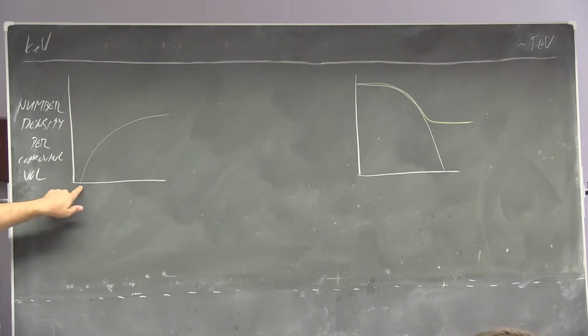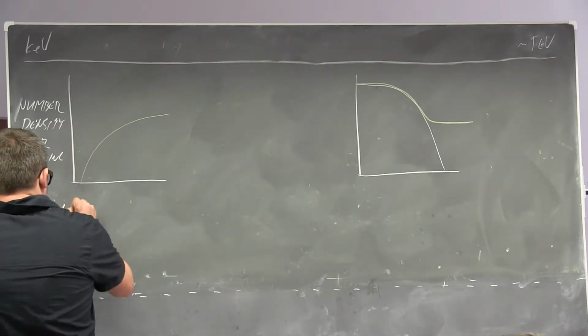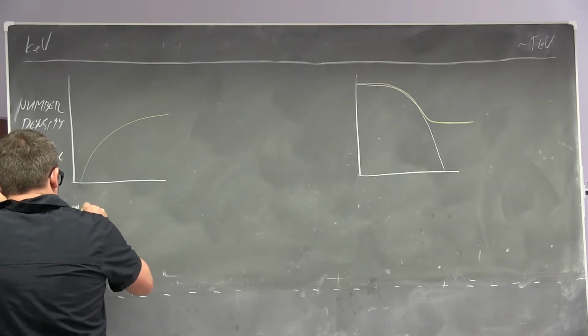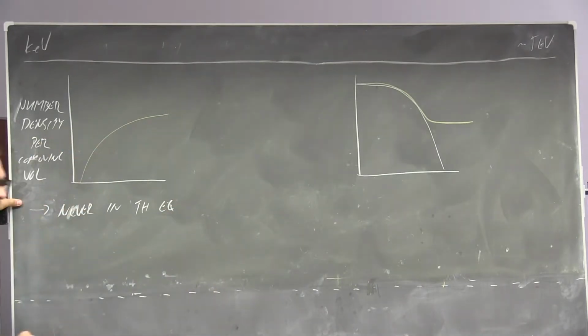This is a candidate that was never in thermal equilibrium, but it still couples to the standard model. So that means that the standard model was hot at some point, lots of particles. There's some tiny coupling. It has to be small, or otherwise it would have been in thermal equilibrium.